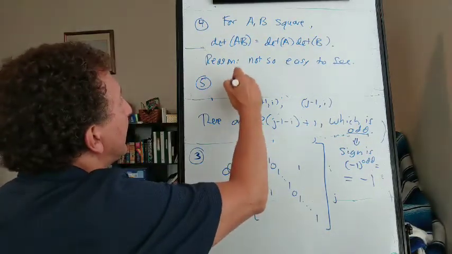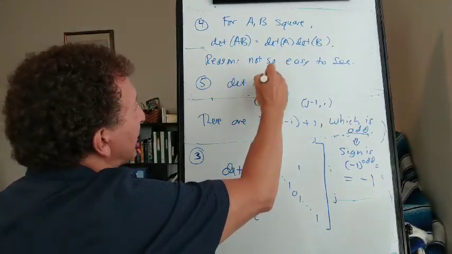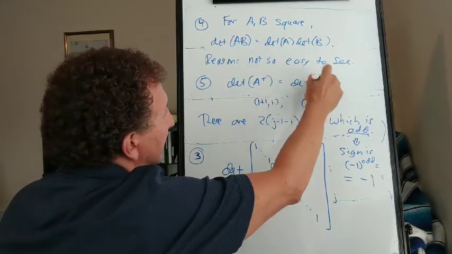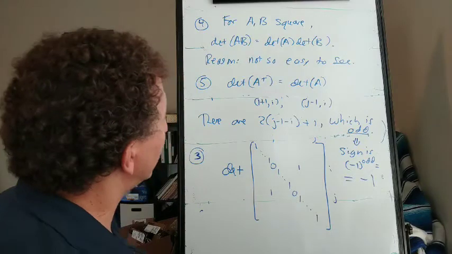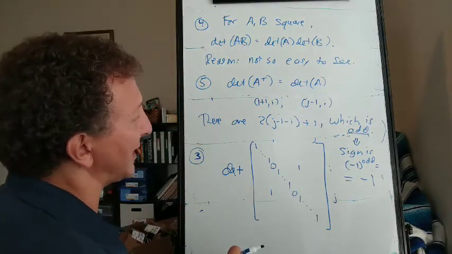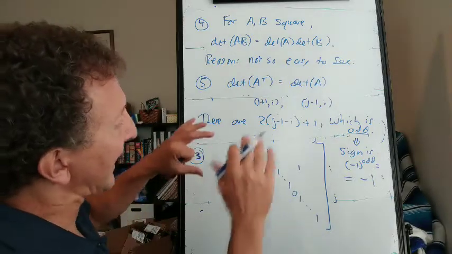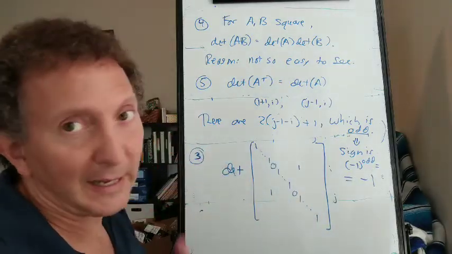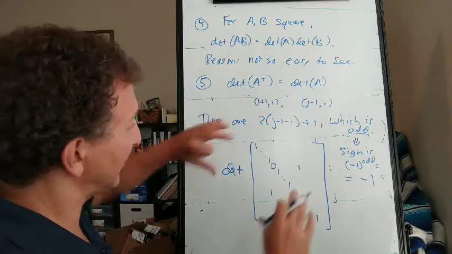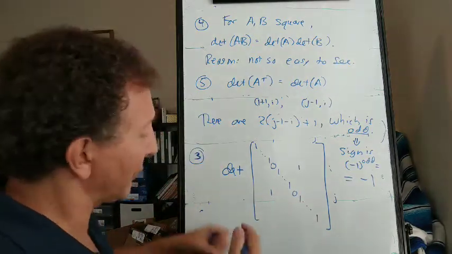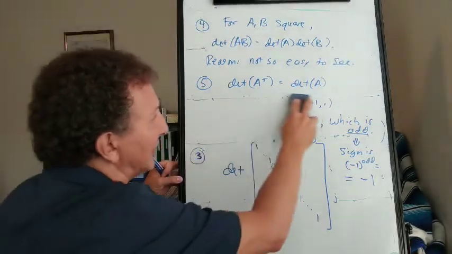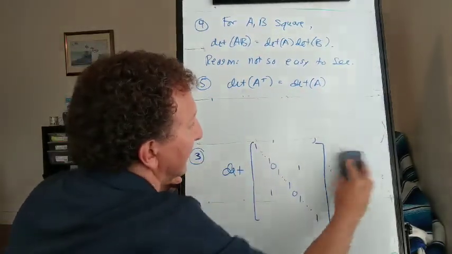Five, the determinant of A transpose is just the same as the determinant of A. You can show that when you flip a matrix this way, a permutation which had an odd number of inversions ends up being another permutation that has an odd number of inversions. Similarly, if it had an even number of inversions, you flip the matrix and you get another one with an even number of inversions. So transposing the matrix doesn't do anything at all to the determinant.